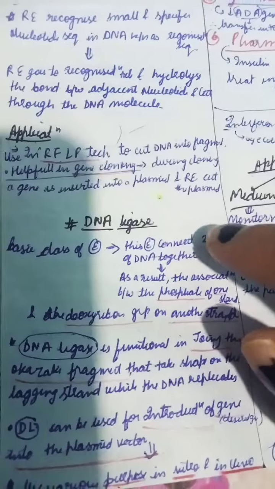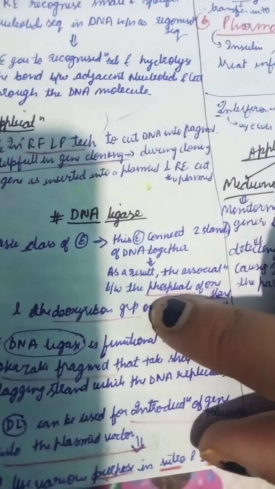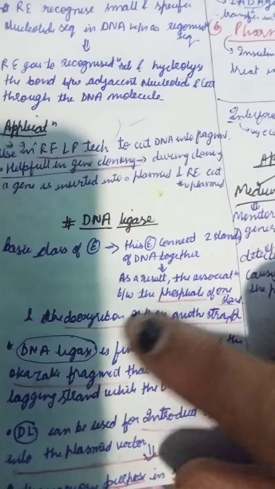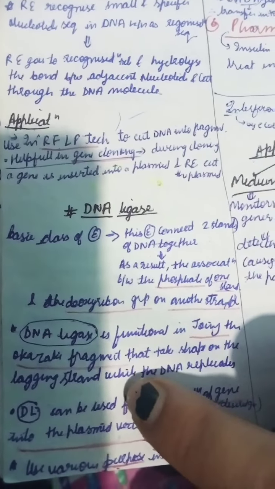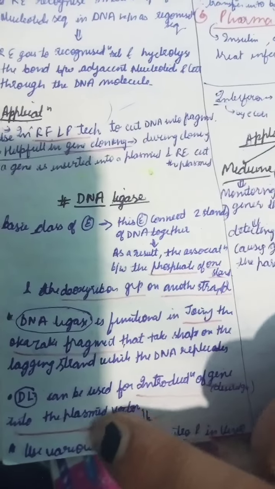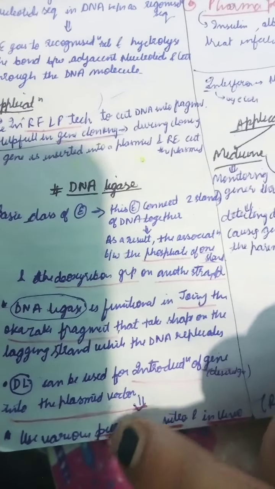Now, what does DNA ligase do? It's called molecular glue. It forms a bond between the phosphate of one DNA strand and the deoxyribose group of another strand. It basically acts in the joining of Okazaki fragments of the DNA. DNA ligase can be used to introduce a gene into the plasmid vector.